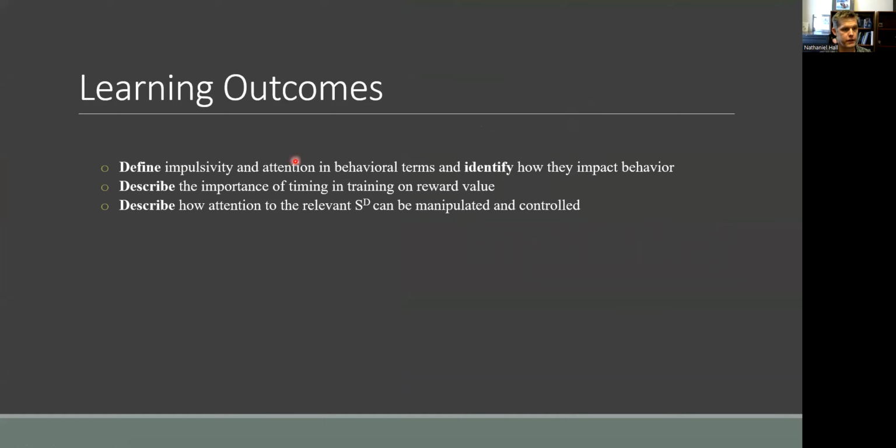But what I want for you to get out of this is to define impulsivity and attention in behavioral terms and identify how they impact behavior. Describe the importance of timing and training on reward value. So what is the impact of the delay of rewards on reward value for dogs? And then describe how attention to relevant discriminative stimuli can be manipulated and controlled.